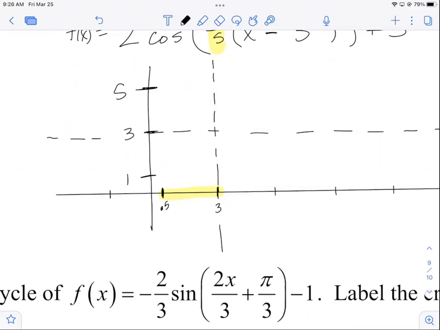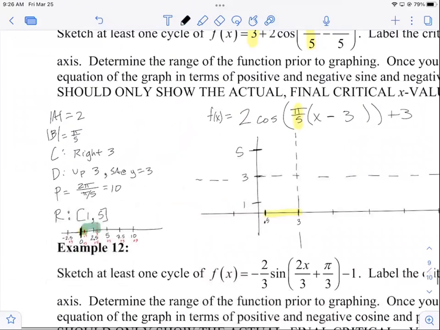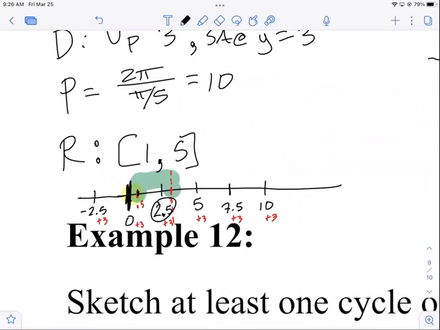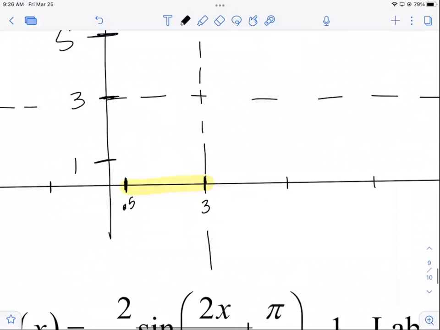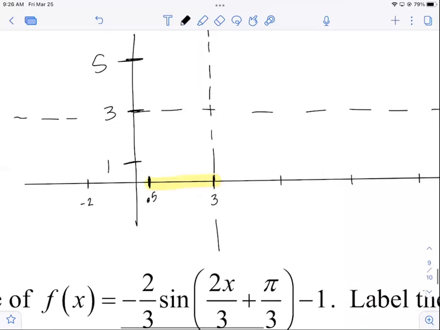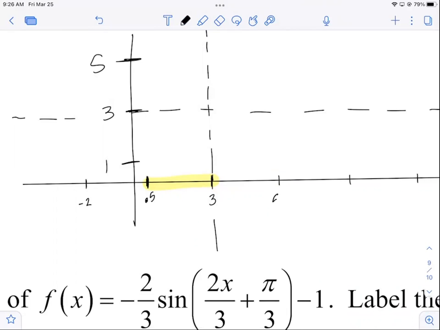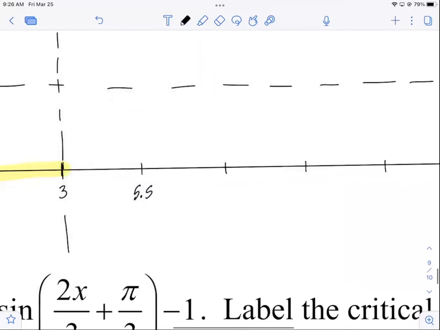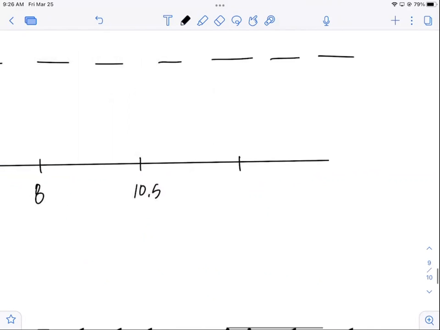All right, now all that we have left to do is to label them. How far apart are all your critical values before and after a shift? 2.5. Yeah, that's your quarter cycle interval. So you can either just bisect, or you can still take 1/4 of 10. So I'm going to count by 2.5s. Let's go backwards first. What would 0.5 minus 2.5 be? -2. So that's what that one is. And then 3 plus 2.5 is 5.5, plus another 2.5 is 8, plus 2.5 is 10.5. And I've got one more, so plus another 2.5 is my lucky number 13.